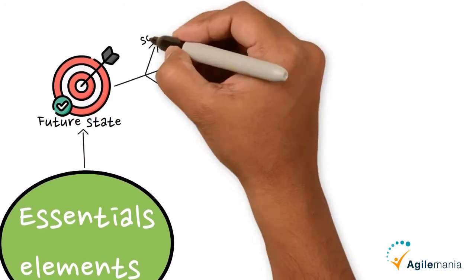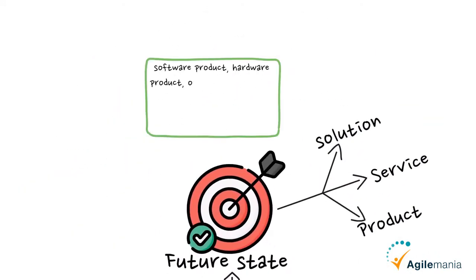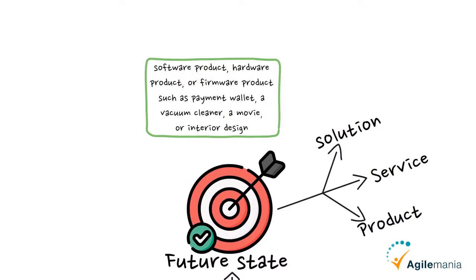A product can be a solution, a service, or a product such as software, hardware, or a firmware product, like a payment wallet, a vacuum cleaner, a movie, or interior design.